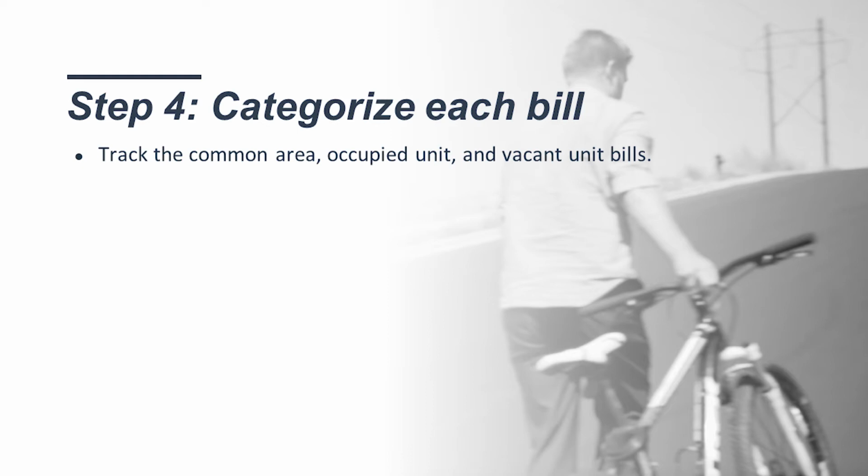We categorize each bill and account into a couple different buckets for a few different purposes. The first is a common area. We identify when a bill or an account is associated to a common area. That helps us report back common area expense and consumption. We also categorize accounts and bills as an occupied unit. That allows us to provide transparency into expense and consumption specific to units that are occupied.